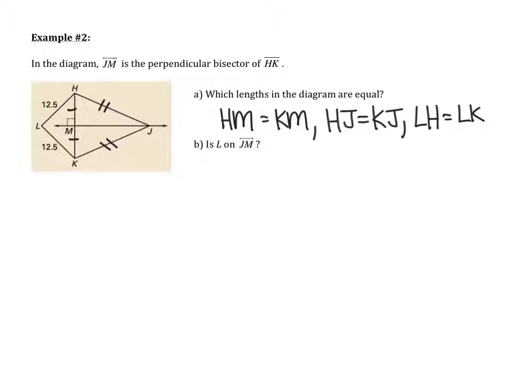Our next question is, is point L on line JM? So since we know that point L is equidistant to H and to K, that means that L must lie on the perpendicular bisector of segment HK. So since JM is the perpendicular bisector of HK and L is equidistant to the segment's endpoints, then according to the converse of the perpendicular bisector theorem, we can say yes, point L is on line JM.